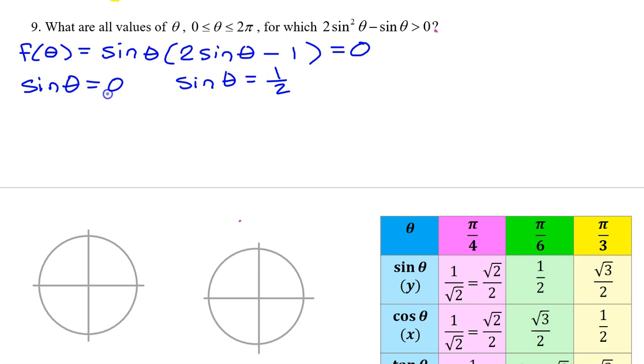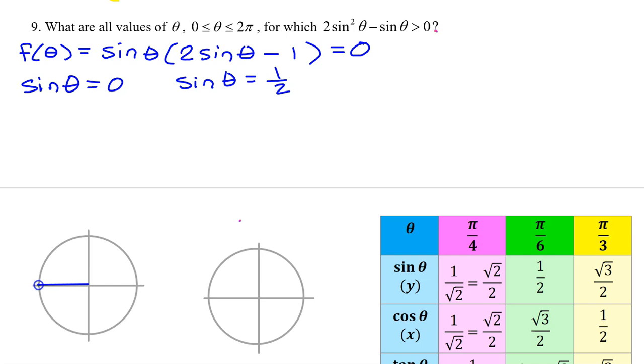Back to sine theta equals 0. Where will this happen? We know that sine is the y value on the unit circle, and y values are equal to 0 here at 0 radians. All right, look at the endpoint, the y value is 0. But then the y value will be back to 0 again here at pi.